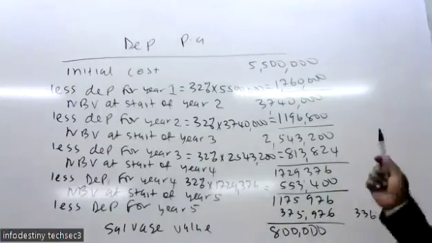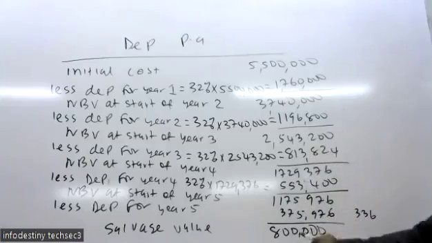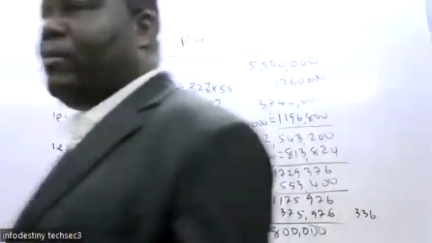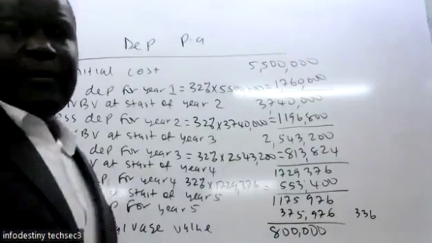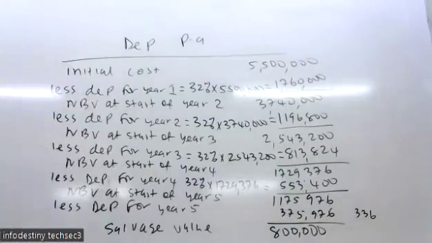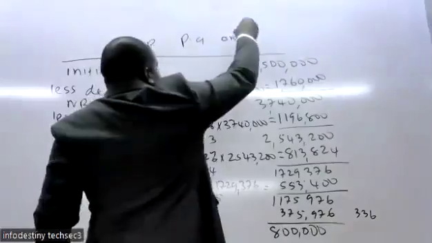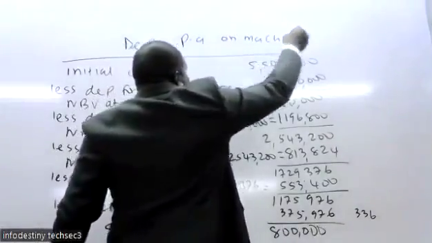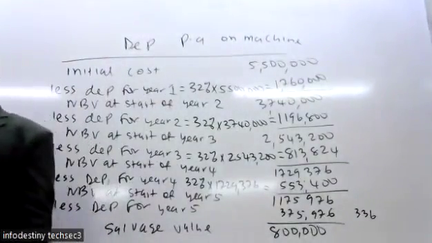Because finally, for the last period, always make sure the depreciation nets off so that you are left with the salvage value. But when you calculate, it is almost the same, with just a small difference. For this one the difference is only 336, because of the rounding off. So that was depreciation per annum on the machine.